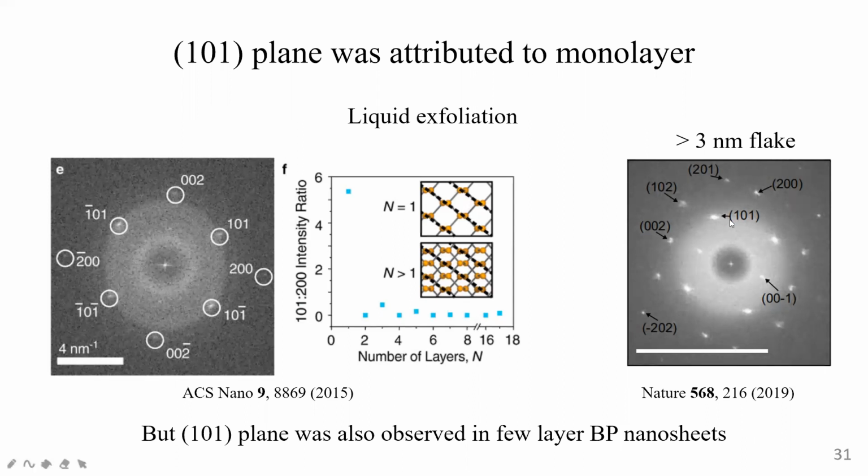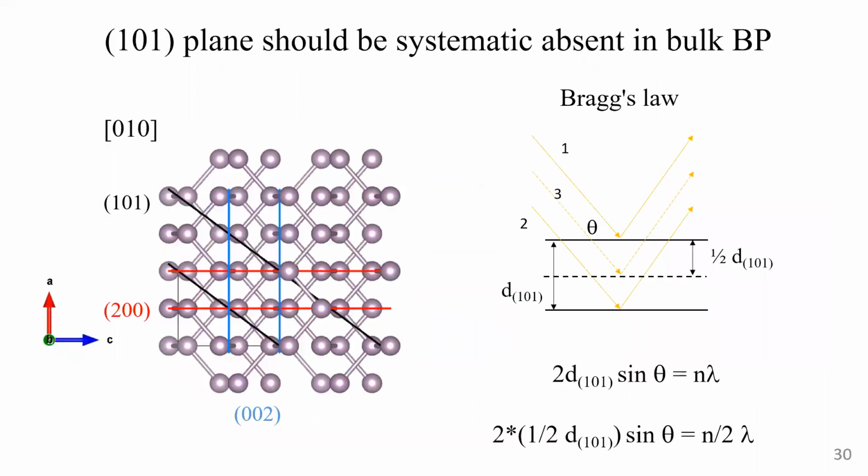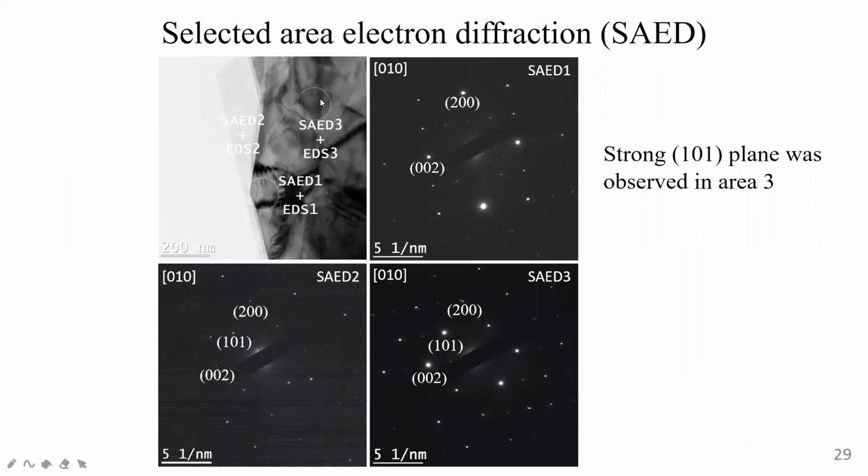However, the 101 plane was also observed in flakes that are more than 3 nanometers, which indicates the black phosphorus has around 6 layers. So they conflict with each other. And for our case, for spot 3, this is definitely more than 1 layer. For spot 2, it is lighter, so this may be 1 or 2 layers, but spot 3 is definitely more than 1 layer.